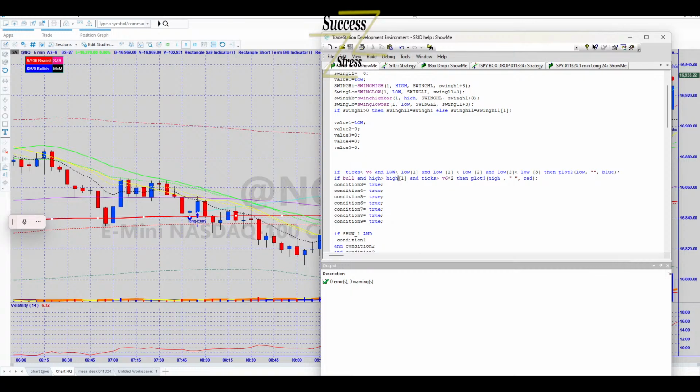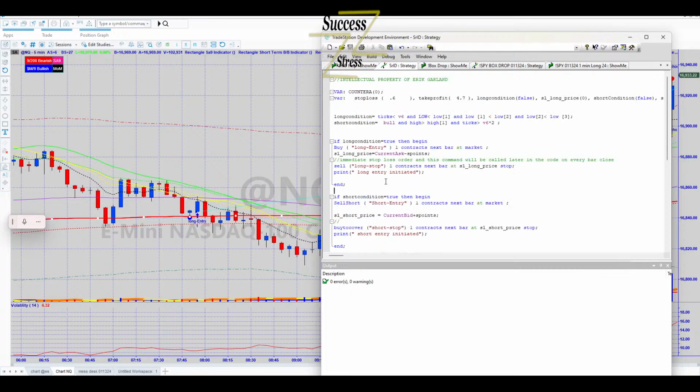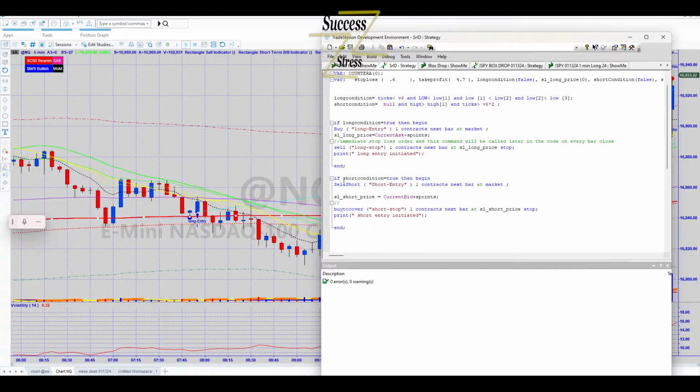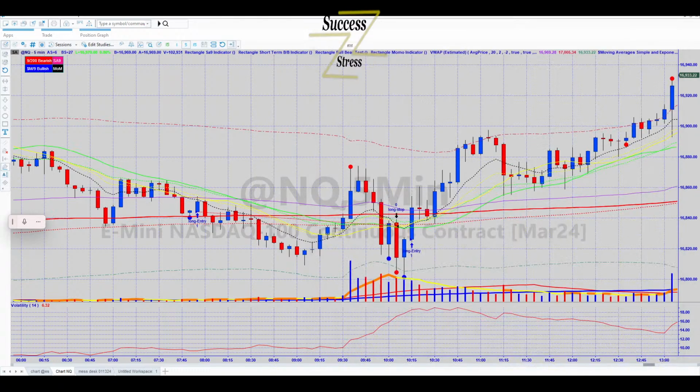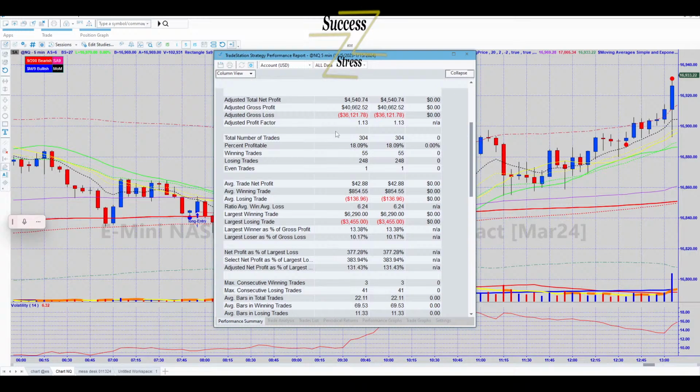Let me see here. So we're just going to go to strategy and we're going to take out the short condition. We're just going to take that out altogether. And maybe it could be updated so it could make it a little bit more profitable. But for now, that's just looking like it's just in the way. Okay, so we took that out. It didn't help things, right?